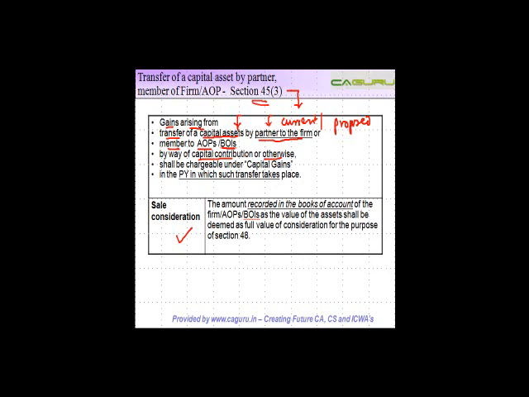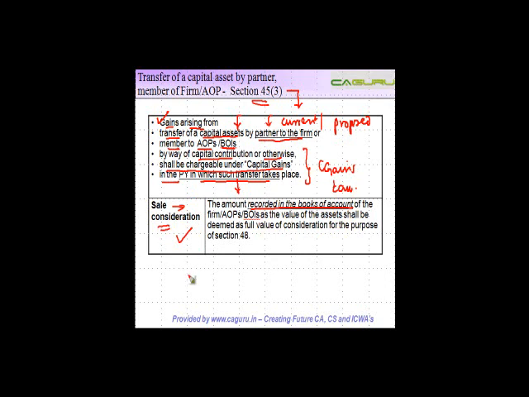So if you are bringing this asset as a capital contribution or even otherwise, any gains that accrue to you shall be chargeable under the head capital gain in the previous year in which such transfer takes place. So whenever you transfer this to the firm or to the AOP or BOI as the case may be, these shall be chargeable to capital gains tax. And what will be the sale consideration? The amount recorded in the books of accounts.